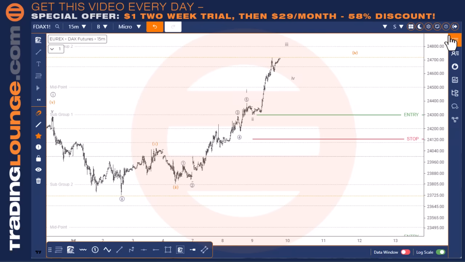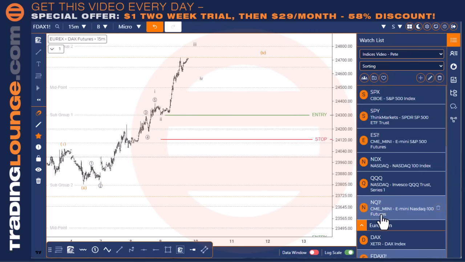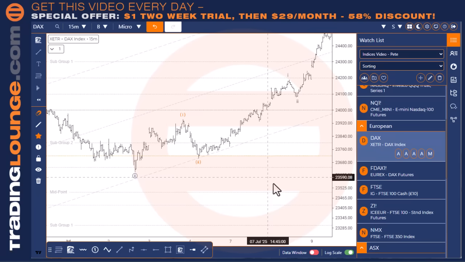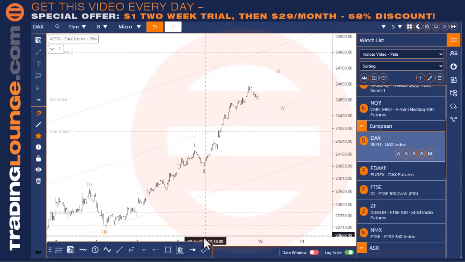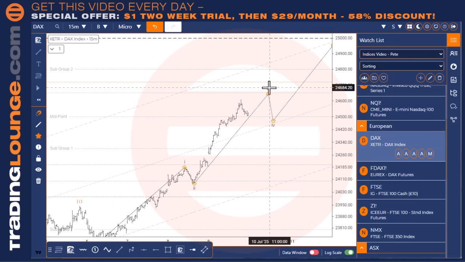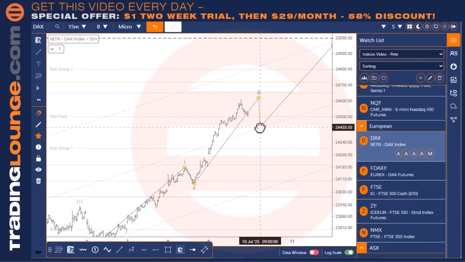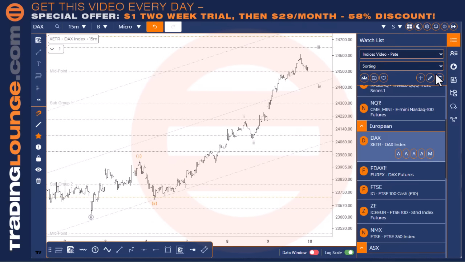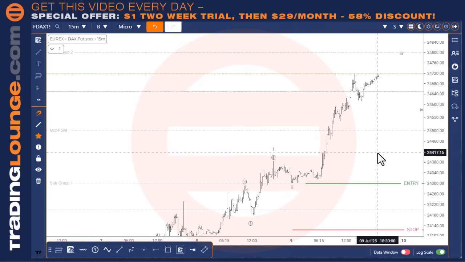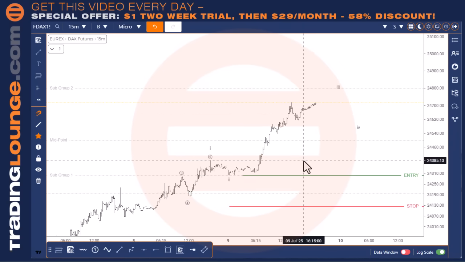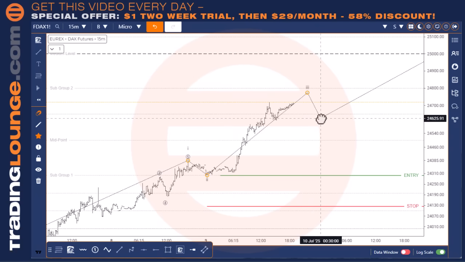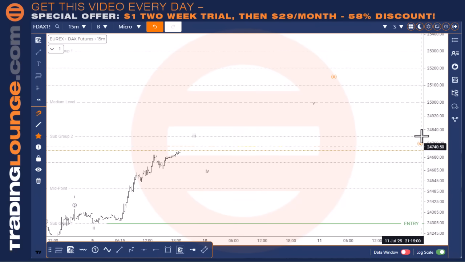I'll just check on the cash if you don't mind, just want to have a little look at the cash market here. I've got 1, 2 here, so pretty much there already on that. Okay, sorry about that. But still, we're heading into this wave 3 here and this wave 4. Now this is good when it occurs in group 2 here.